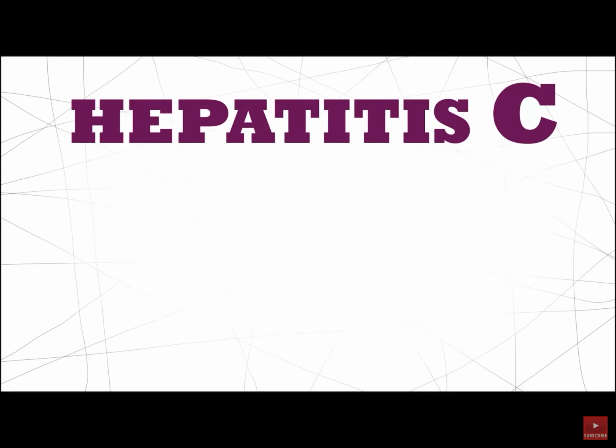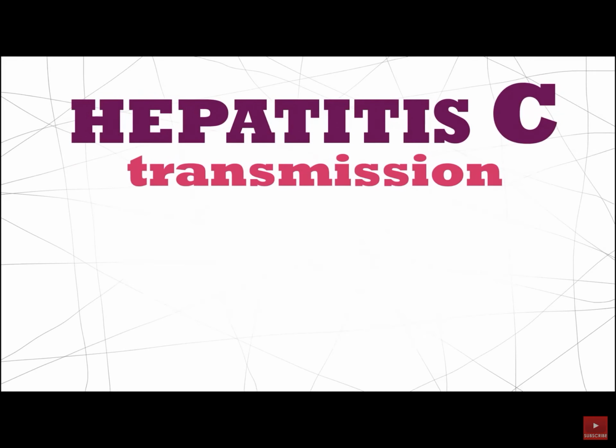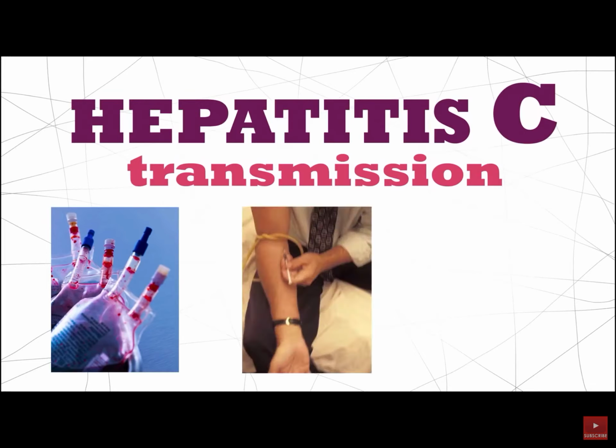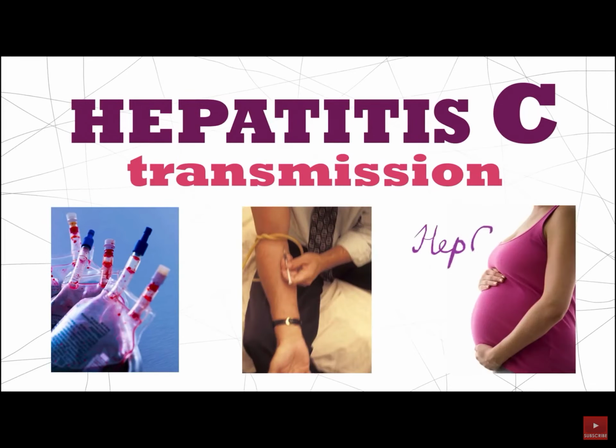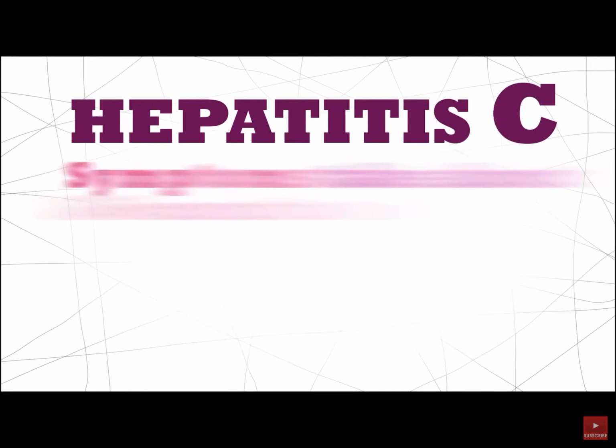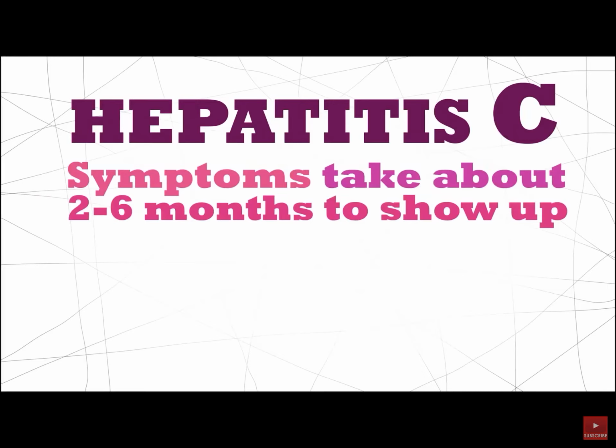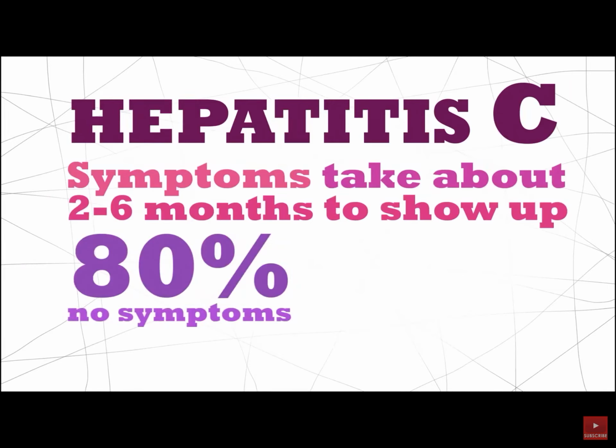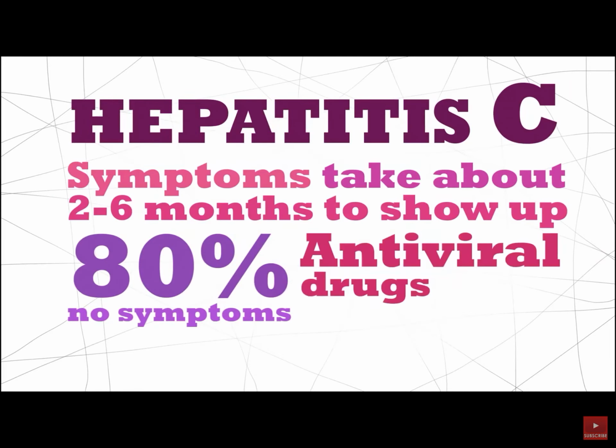Hep C is spread primarily through coming into contact with infected blood, such as blood transfusion, sharing needles, and being born to a Hep C mother. Symptoms can take anywhere between 2 to 6 months to show up, and 80% of cases don't even have symptoms. However, there are antiviral drugs to take care of this. Unfortunately, no vaccine.